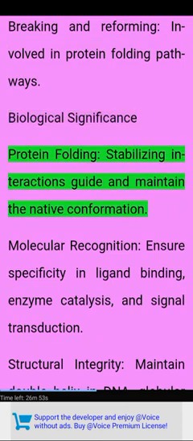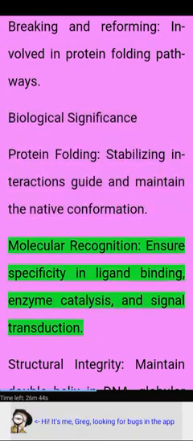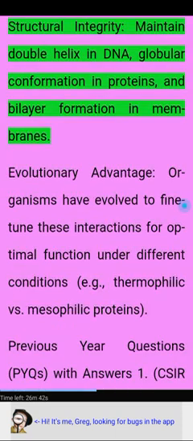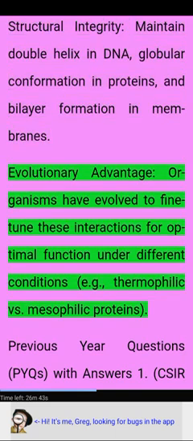Biological significance. Protein folding: stabilizing interactions guide and maintain the native conformation. Molecular recognition: ensure specificity in ligand binding, enzyme catalysis, and signal transduction. Structural integrity: maintain the double helix in DNA, globular conformation in proteins, and bilayer formation in membranes. Evolutionary advantage: organisms have evolved to fine-tune these interactions for optimal function under different conditions, e.g., thermophilic versus mesophilic proteins.